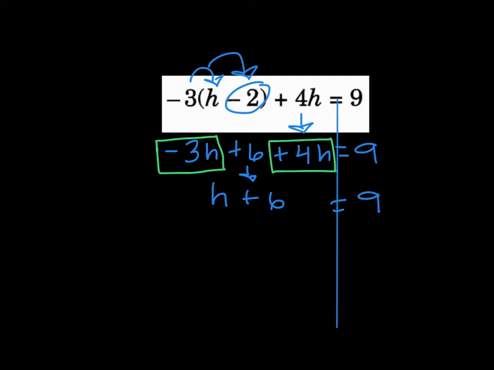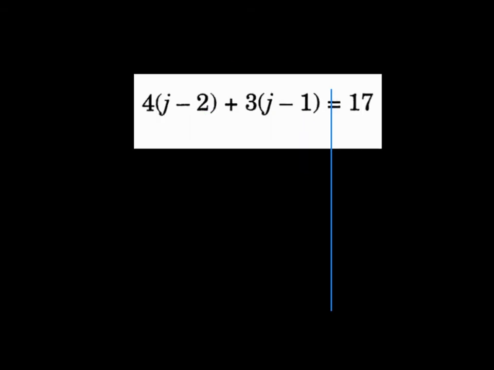So some number plus 6 equals 9. And if you don't easily know that off the top of your head, since we're adding 6 to the h, the opposite would be to subtract 6. And 9 minus 6 is going to give us 3. So h is equal to 3.